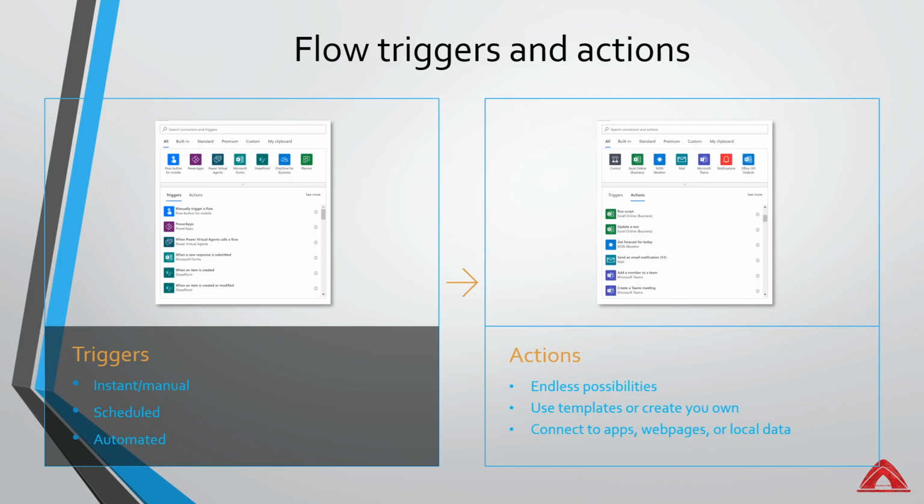Each of these triggers begin an action, any number of steps that run after the trigger. The possibilities are endless with the provided templates and the ability to create your own. You can connect to any of your cloud services, any web page, or have the trigger begin an action with your locally based data. The great thing about actions is that they aren't limited to the applications where the trigger occurs. In fact, Power Automate really shines when you start combining applications.